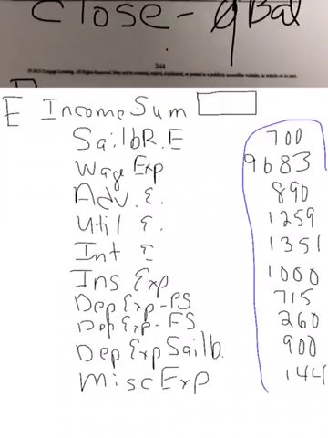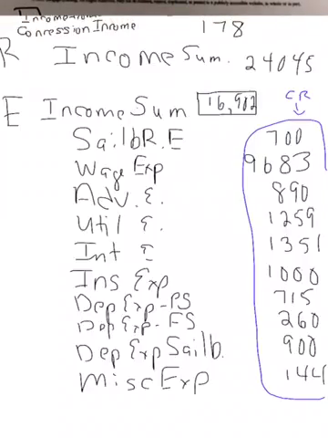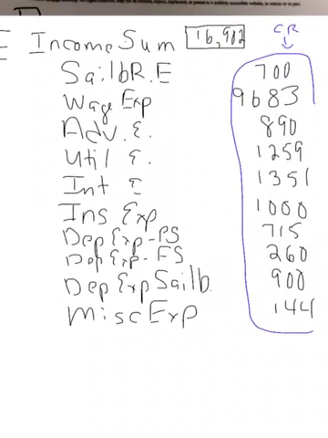So the next thing that we are going to want to do here is total all of these amounts up, because this is our credit column. So you want to add all of those up. And so we have 700 plus 9,683, 890, 1,259, 1,351, 1,000, 715, 260, 900, and 144. And that is going to be a total amount. We will put the total that we have in the box, which is going to be $16,902. Now remember, this is very important because our debits always have to equal our credits. In this case, our debit would be the $16,902. If I add up all of my credits, then that also would be the $16,902.